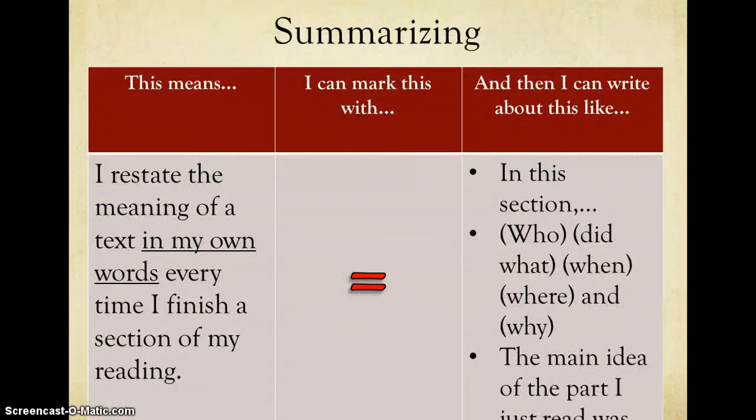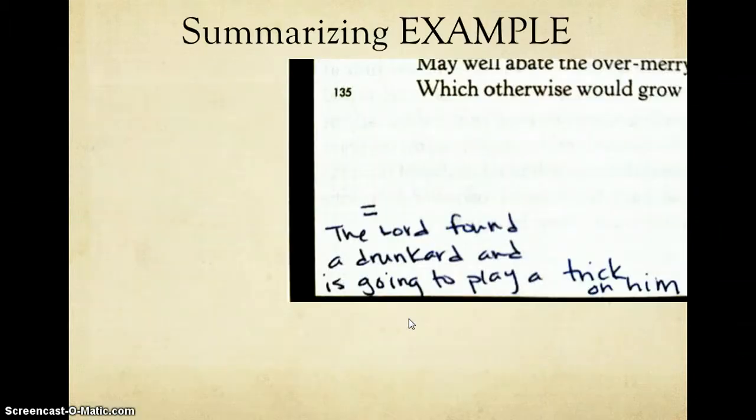Next, we have summarizing, where you restate the meaning of a text in your own words. And usually this is done when you finish a section of your reading. It's indicated through the use of an equal sign, and here are your sentence stems. At the end of the induction scene 1, I wrote a summary, because this is a really good place to write one. And I came up with the Lord found a drunkard, Sly, and is going to play a trick on him. Super short and brief, but it gets to the point.